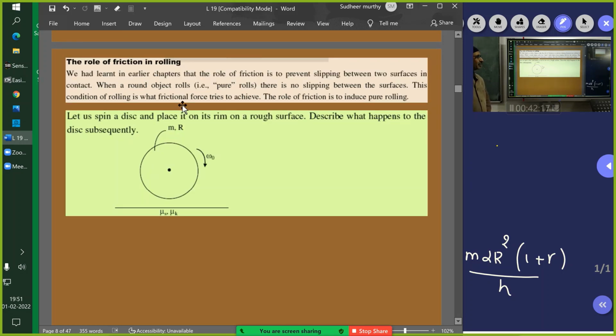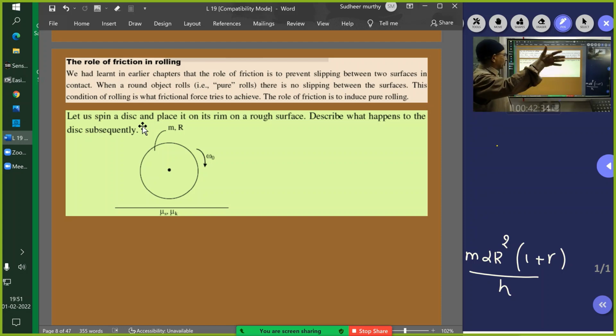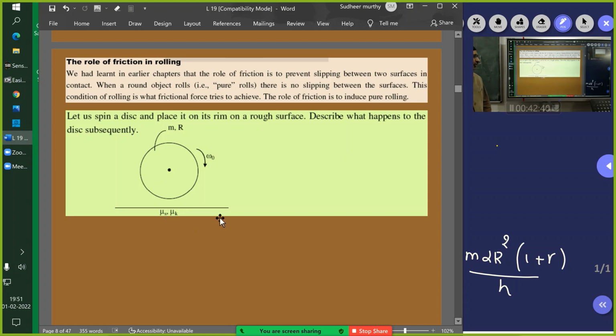Now, hello friends. Now, let us spin a disc. I think I gave this in the first class. You are spinning a disc on its rim, on a rough surface, and then when it is spinning, you will place it on the ground. Then what will happen? Both mu s and mu k are given here. Okay, and M is given, R is given, omega naught is given. We have already discussed this.